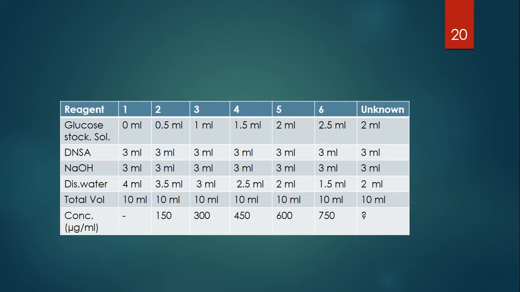In third test tube, we are going to have final concentration as 300 microgram per ml, then 450, 650 and then 750 microgram per ml. Concentration of the unknown we have to find out.